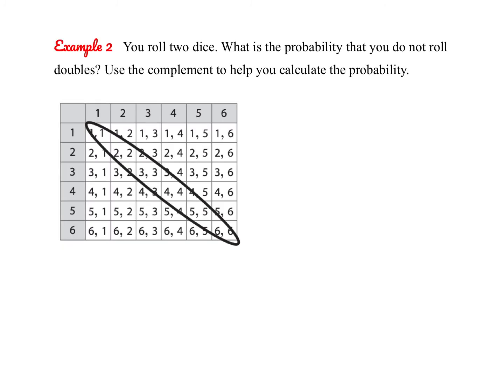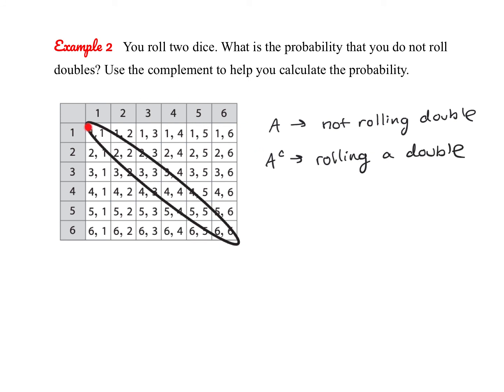Okay, so let's do another example together. So here you are rolling 2 dice, and we want to know what is the probability that you do not roll doubles. And we're going to use the complement to help us calculate this probability. So if event A is not rolling a double, the complement of A would be rolling a double.